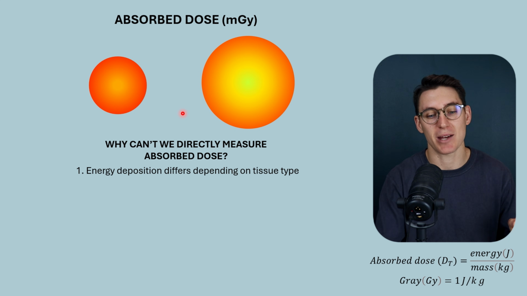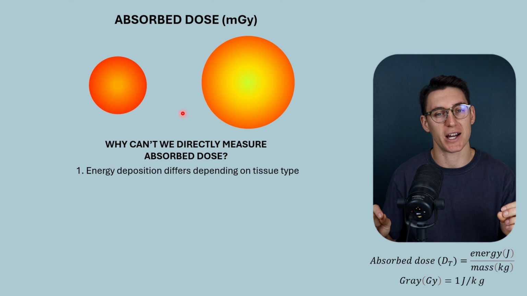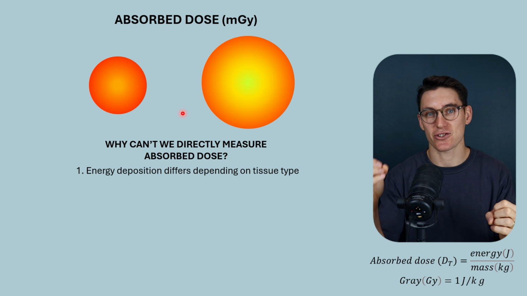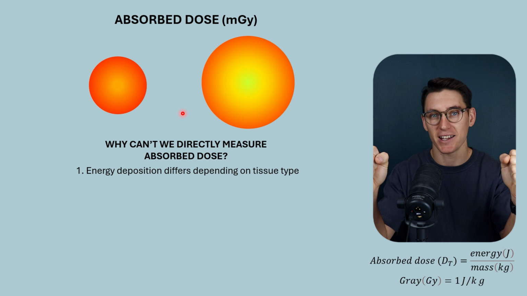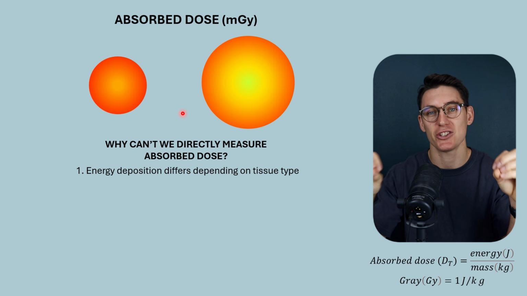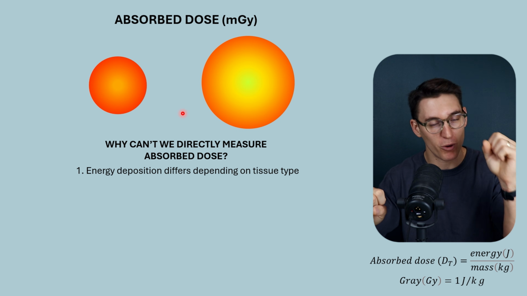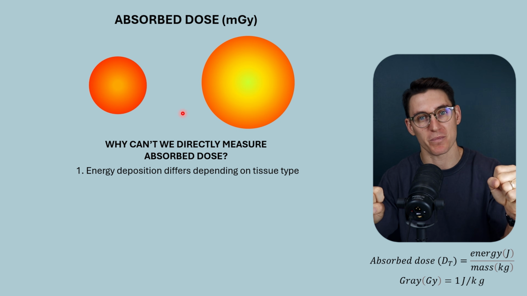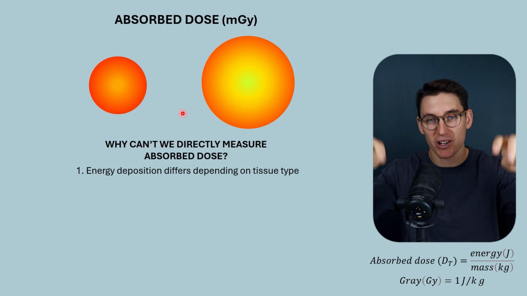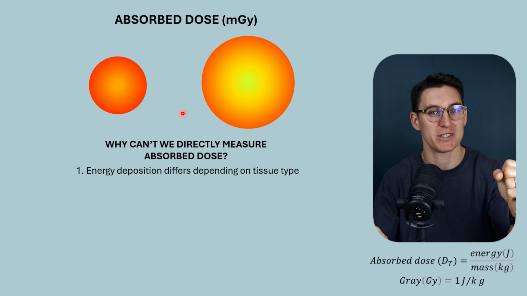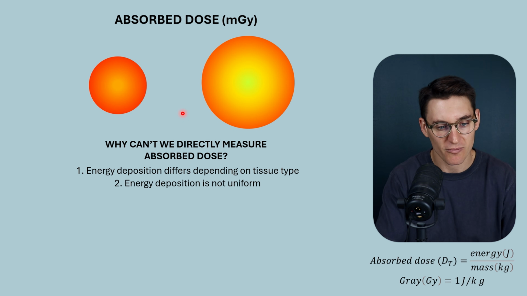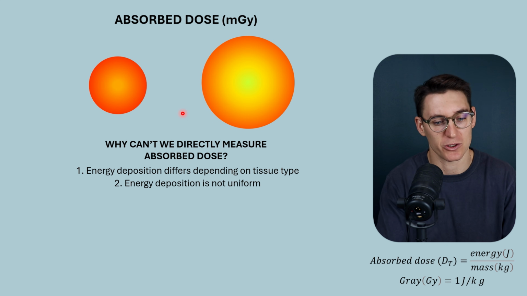We see that energy deposition differs depending on the tissue type. The same exposure of a certain X-ray fluence to, say, bone and lung is going to result in very different energy depositions. Most of the X-rays pass through lung. They're transmitted through lung. Most of the X-rays are absorbed by bone. So the same X-ray fluence is going to cause much more energy deposition in bone than it does in lung. Our absorbed dose is going to be different between those two tissues.